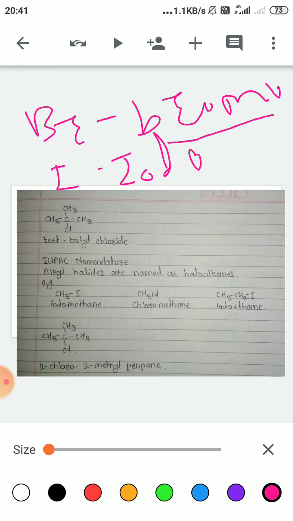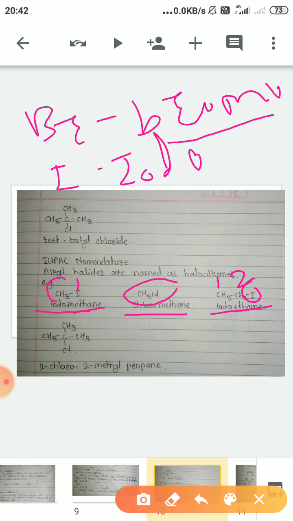Now see here, the alkyl group contains only one carbon atom, so it is a derivative of methane, and therefore the name of the compound is iodomethane. In the same way, CH3Cl is chloromethane. Here the halogen is iodine, therefore iodo, and as the compound contains two carbon atoms, it is called iodoethane.